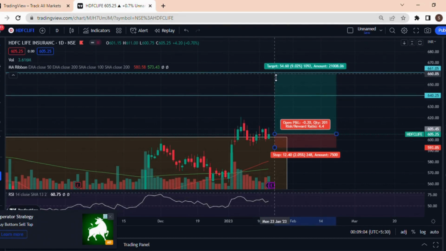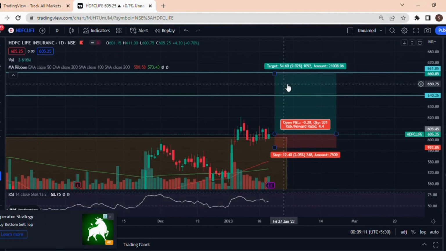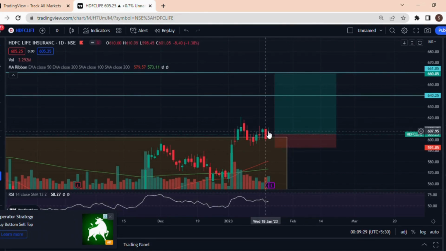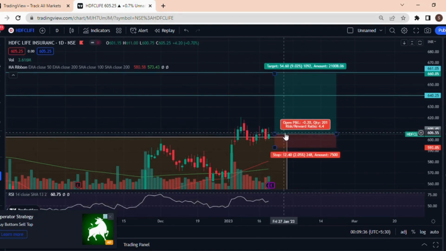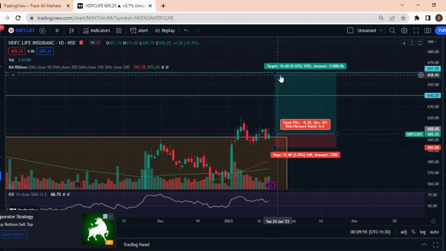And if it goes till 660, which I am very much hopeful that it would go, then it can give us a return of around 9%, with the risk reward ratio around 4.4, which is a very good risk reward ratio. So I would suggest, for those people who want to take a position in HDFC Life, you can start accumulating small quantities in this zone. If it breaks down, exit below 592, and on the upside you could see targets of around 640, and then 660.